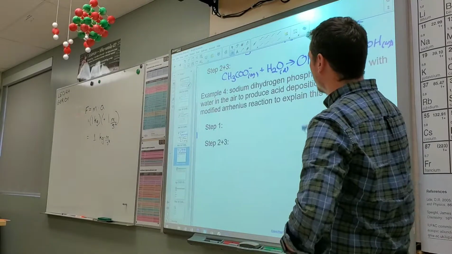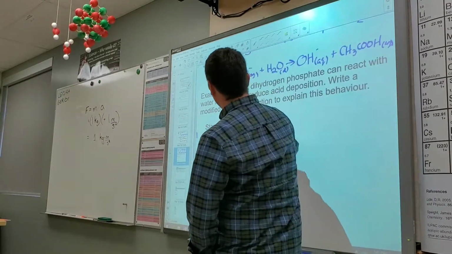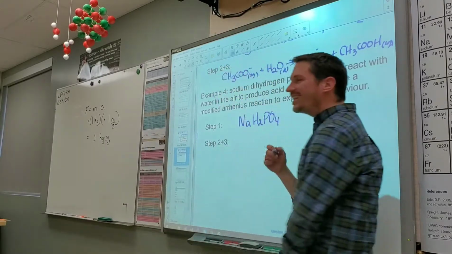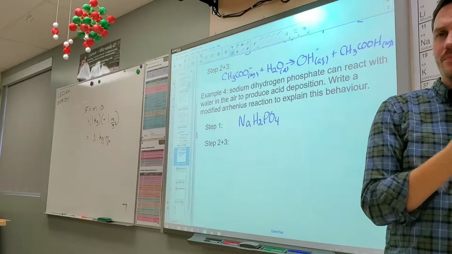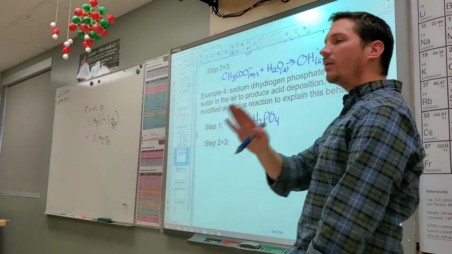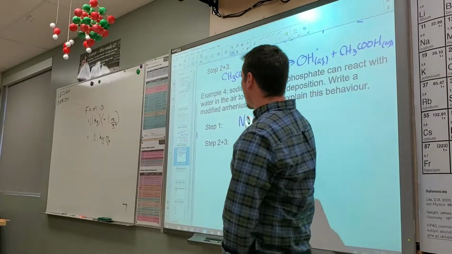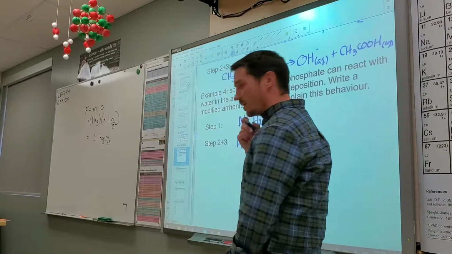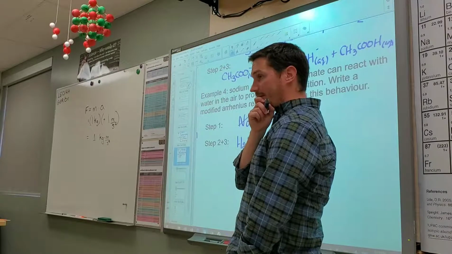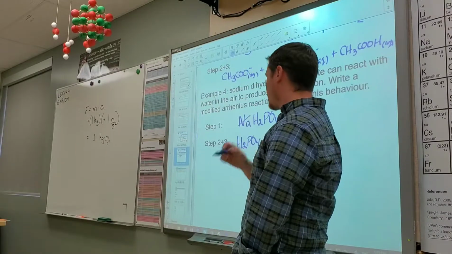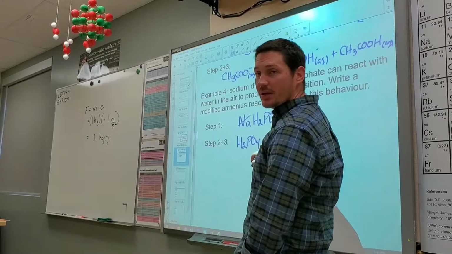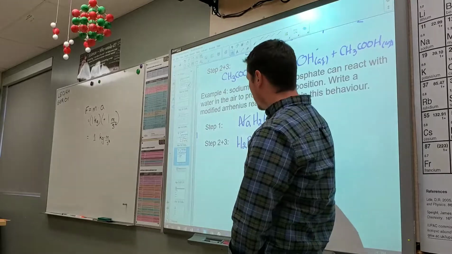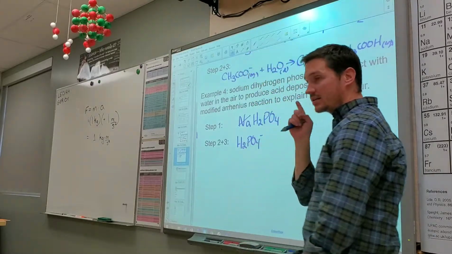I gave it to you earlier, right? So, NaH2PO4. Is there anything in here I can ignore? The sodium. Okay, so my first question to you is, can I just ignore the sodium and write H2PO4? So this is a polyatomic ion, right? Does anybody know what the charge on this particular polyatomic ion should be? It should be 1 minus, right?